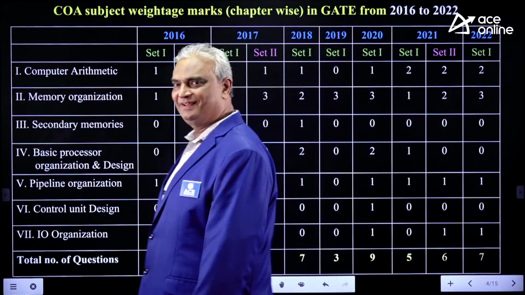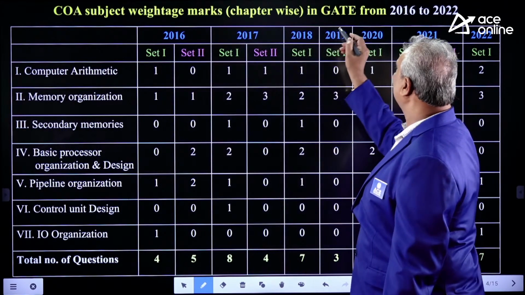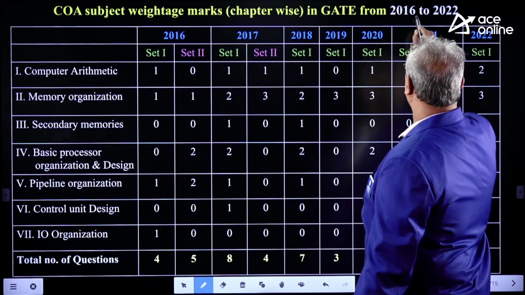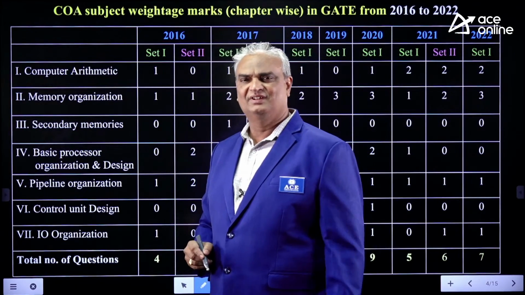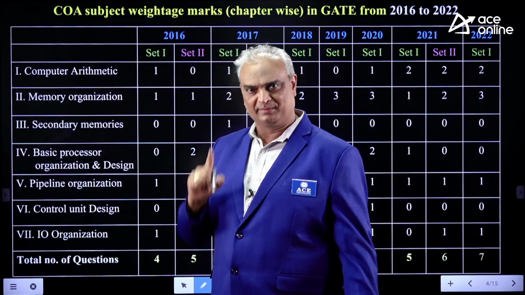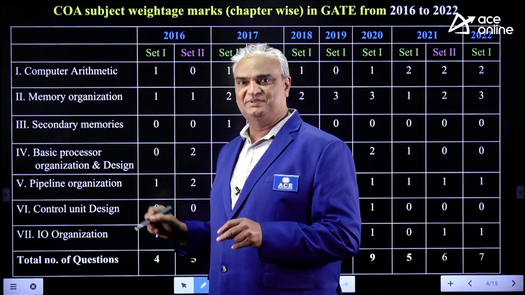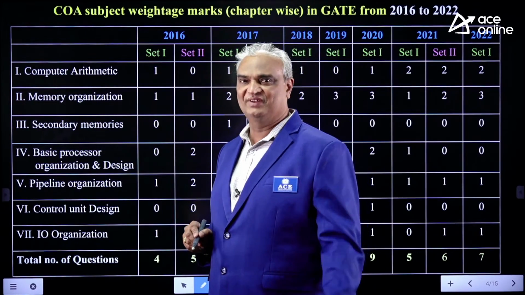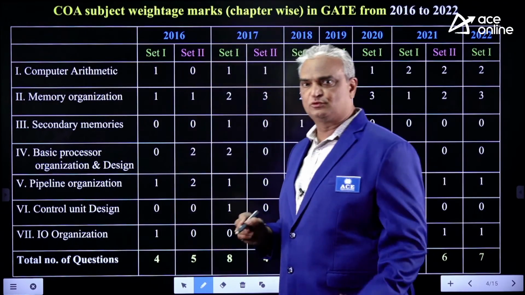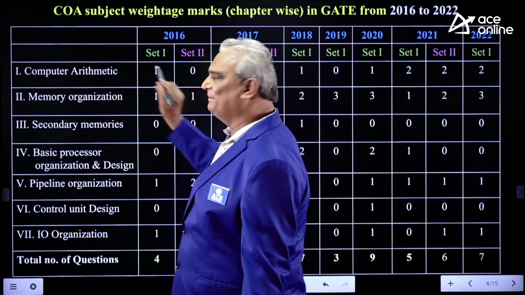Okay, now come here. COA subject weightage marks chapter wise in GATE from 2016 to 2022, means from the last 7 years. 5 minutes ago I already told the same information. We are going to discuss the weightage of our subject, not only subject wise but chapter wise, since 2016. Okay. Computer arithmetic, first topic.